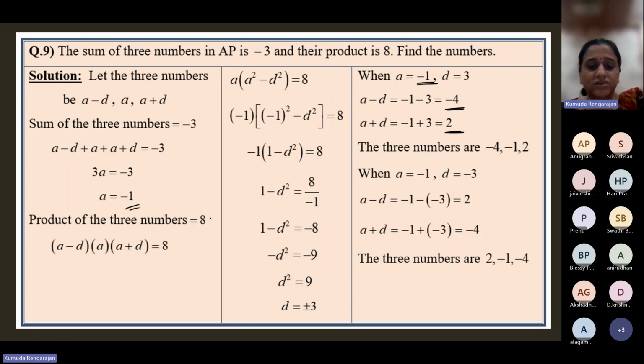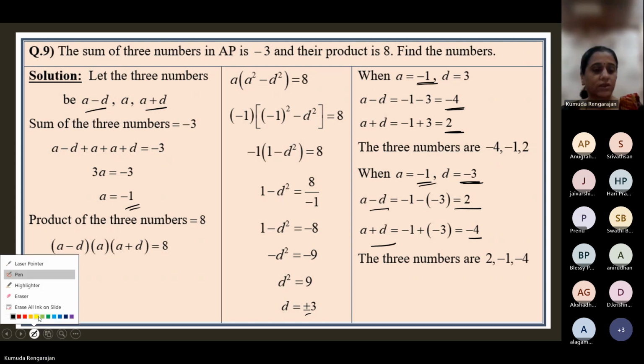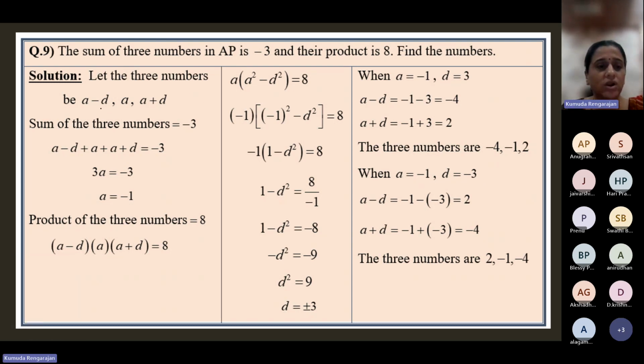Now when a is minus 1 and d is minus 3, again find the values of a minus d and a plus d: 2 and minus 4. And again, write the numbers in this order: a minus d is 2, a is minus 1, and a plus d is minus 4. So you get the same three numbers, minus 4, minus 1 and 2, but in the reverse order. So these are the three numbers.